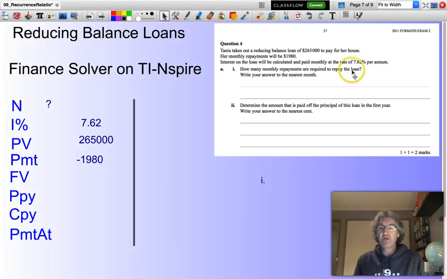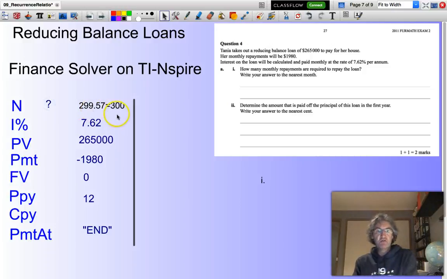Well, if I'm going to repay the loan, then the future value will be zero. I know that this is being paid monthly, so there are 12 months in a year, and my calculation will be performed at the end of the month. So there's all my information, all the fields populated. Here's my blank field. Do the calculation on my TI-Nspire. I end up with 299.57. So this will be rounded up to 300, so there will be 300 repayments.